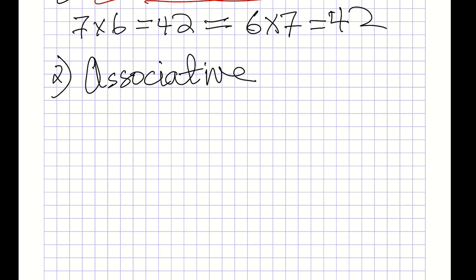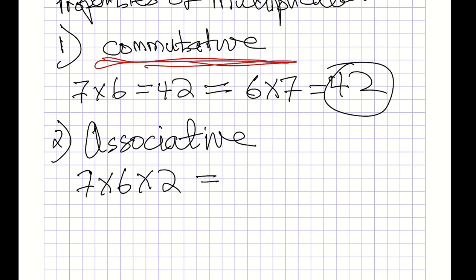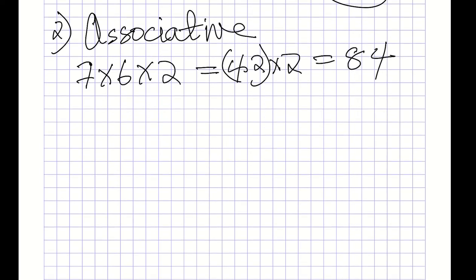And then multiplication is also associative. What that means is, if you have three or more factors, let's say you have 7 times 6 times 2, of course we know we'll have 42 over here, and 42 times 2 is 84. You can get that by moving the factors around, or by doing two factors first. After that, you do the other factor like this.